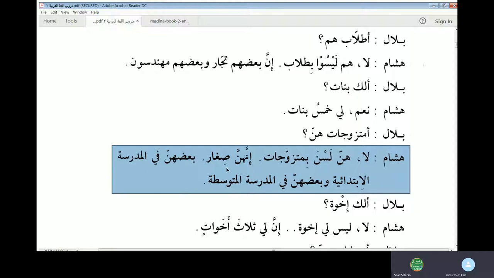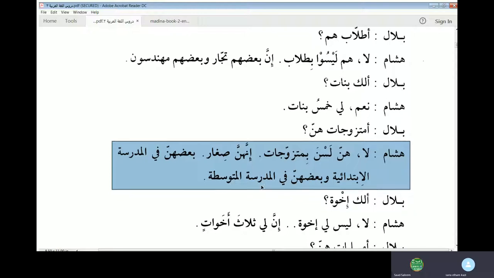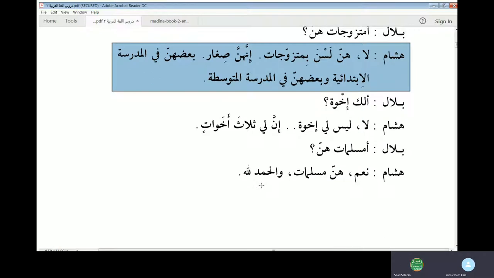Inna Hunna Sigarun. Indeed, they are small. Ba'zuhum fil madarsatil ibtidaiya, وبعضهن في المدرسة المتوسطة. Some of them are in the elementary school, and some of them are in the preparatory school. Preparatory school, okay.